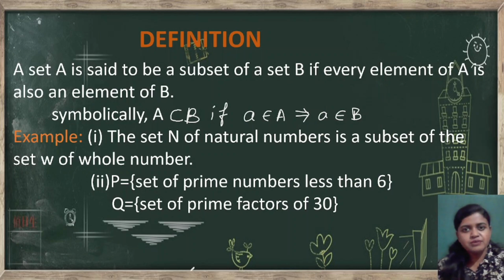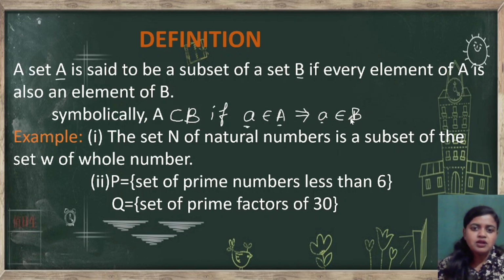So what is the definition of subset? A set A is said to be a subset of another set B if every element of A is also an element of B. Symbolically, you can write A subset of B if small a belongs to A implies that small a belongs to the set B. If this condition holds, then we can say A is a subset of B. Okay, so let us take some examples.